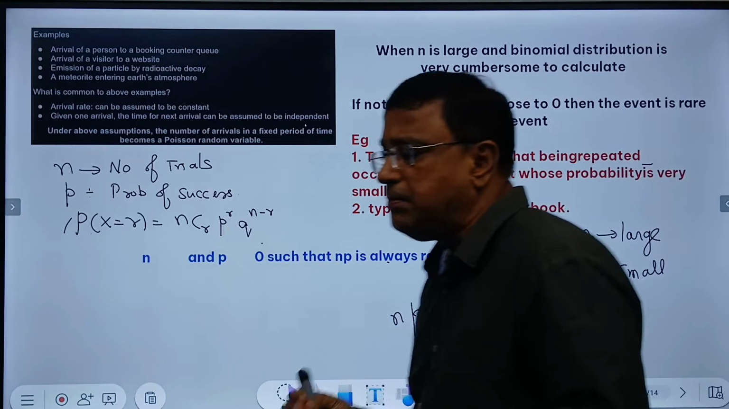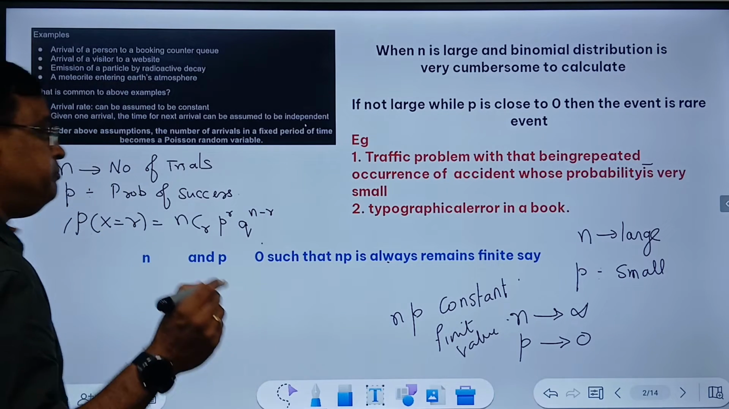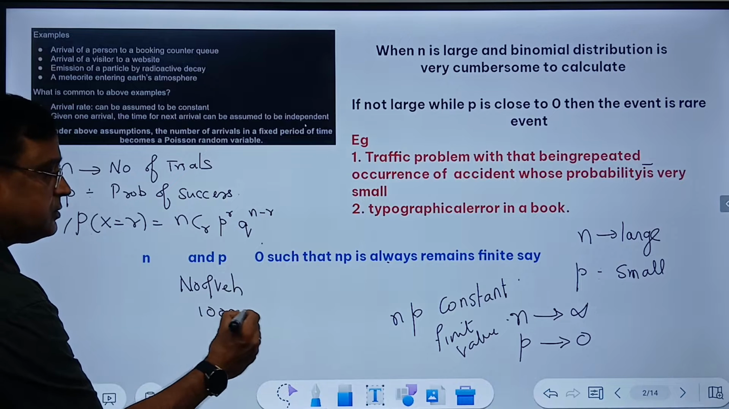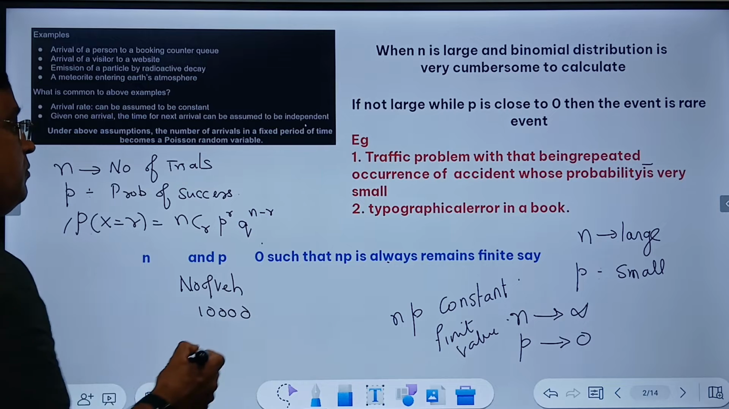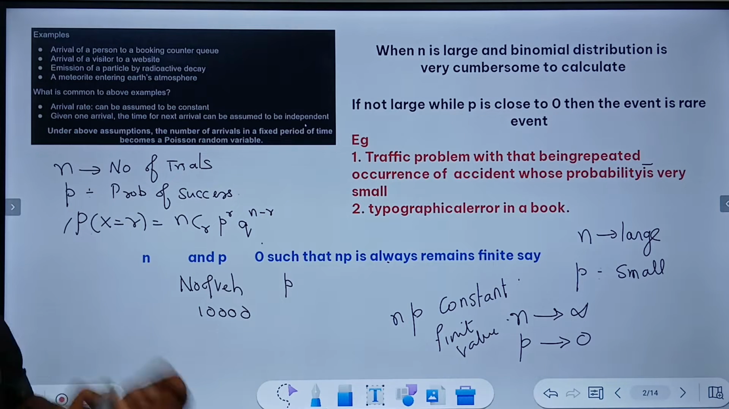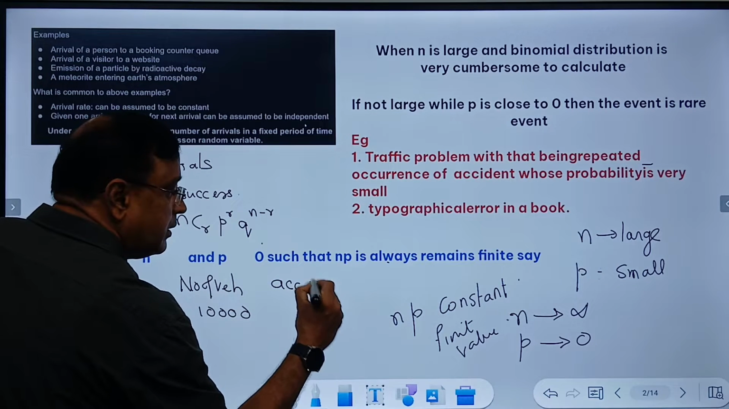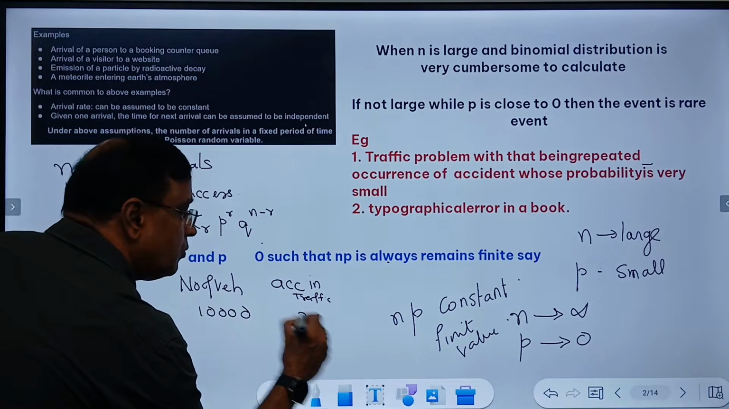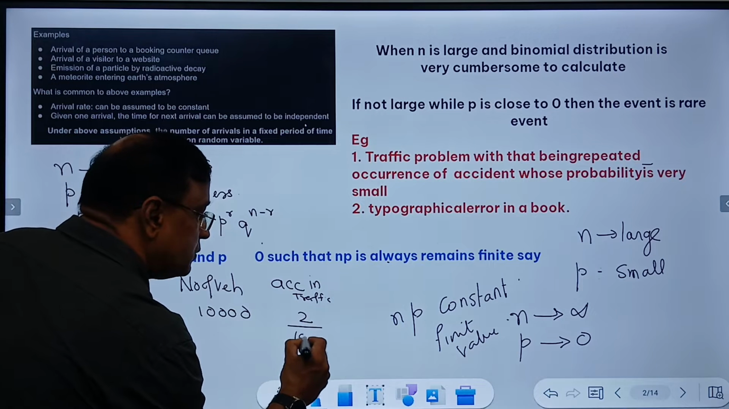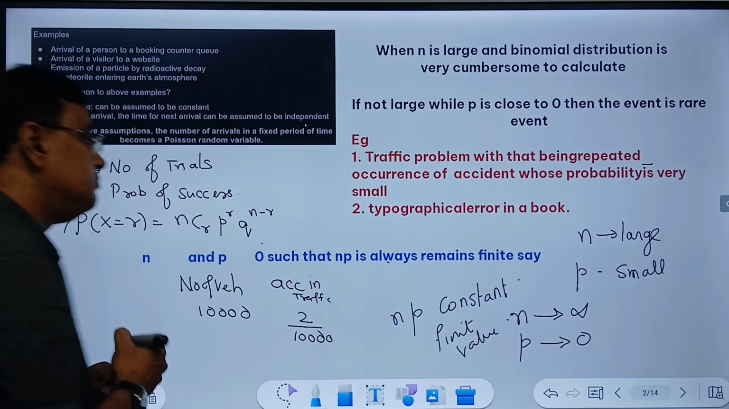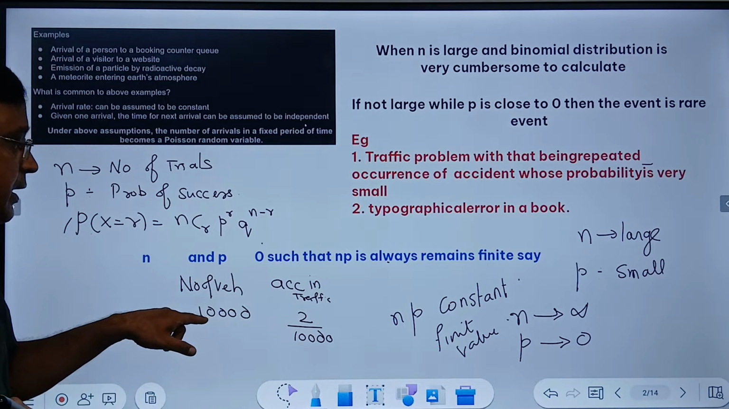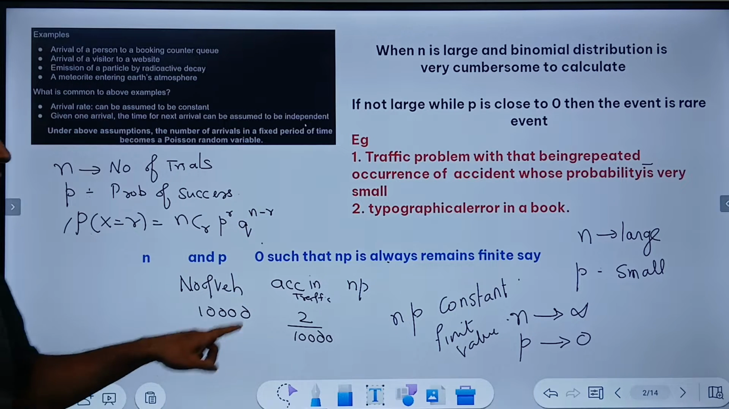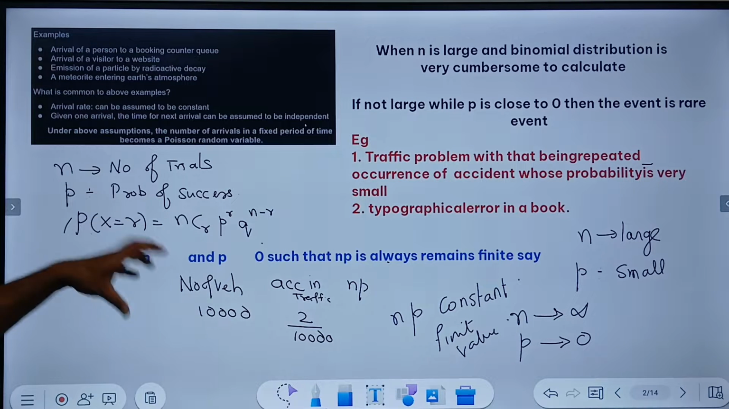Now a simple example is a traffic junction. The number of vehicles that approach the traffic junction is, say, 10,000, so n is relatively large. Now p is the probability of a person meeting an accident at the junction. Let us say you experience 2 accidents per day, so 2 out of 10,000, which is very, very small. P is very small, n is very large, and np is a fixed number. So this situation satisfies a Poisson distribution.